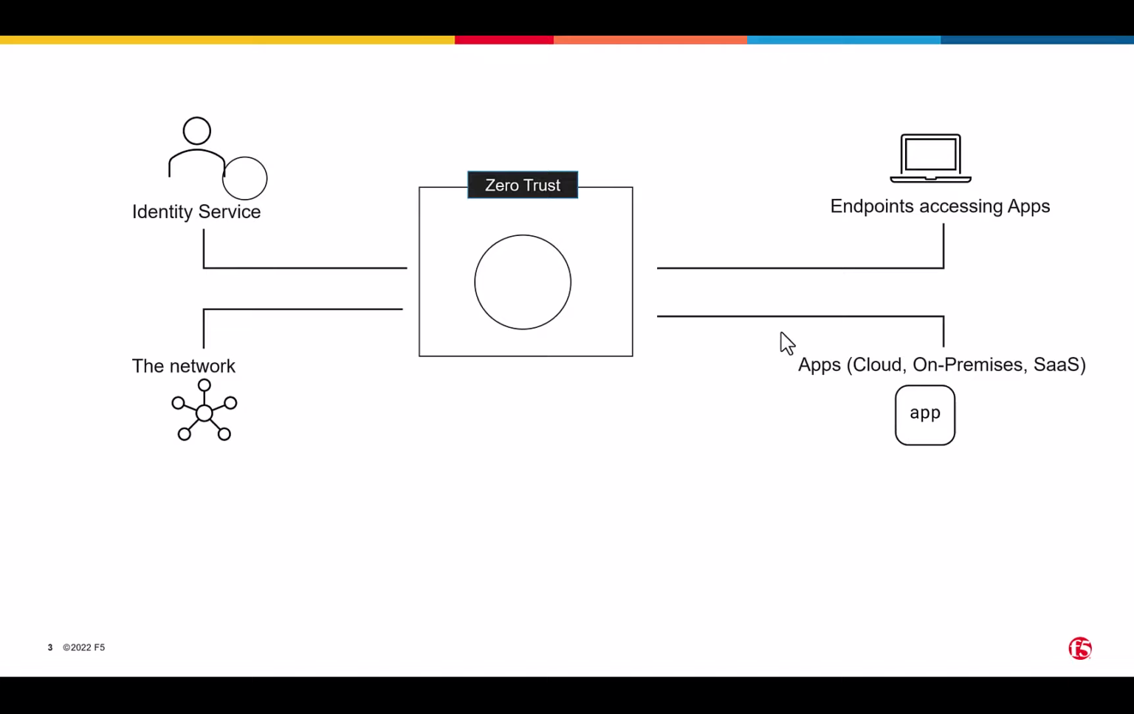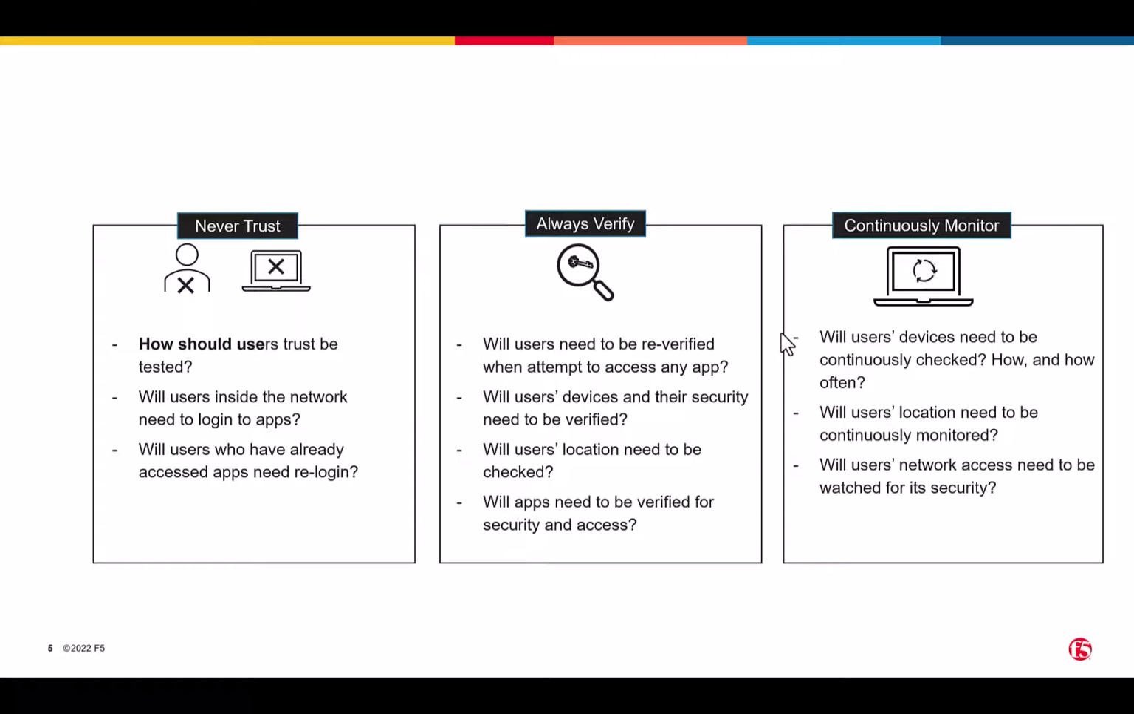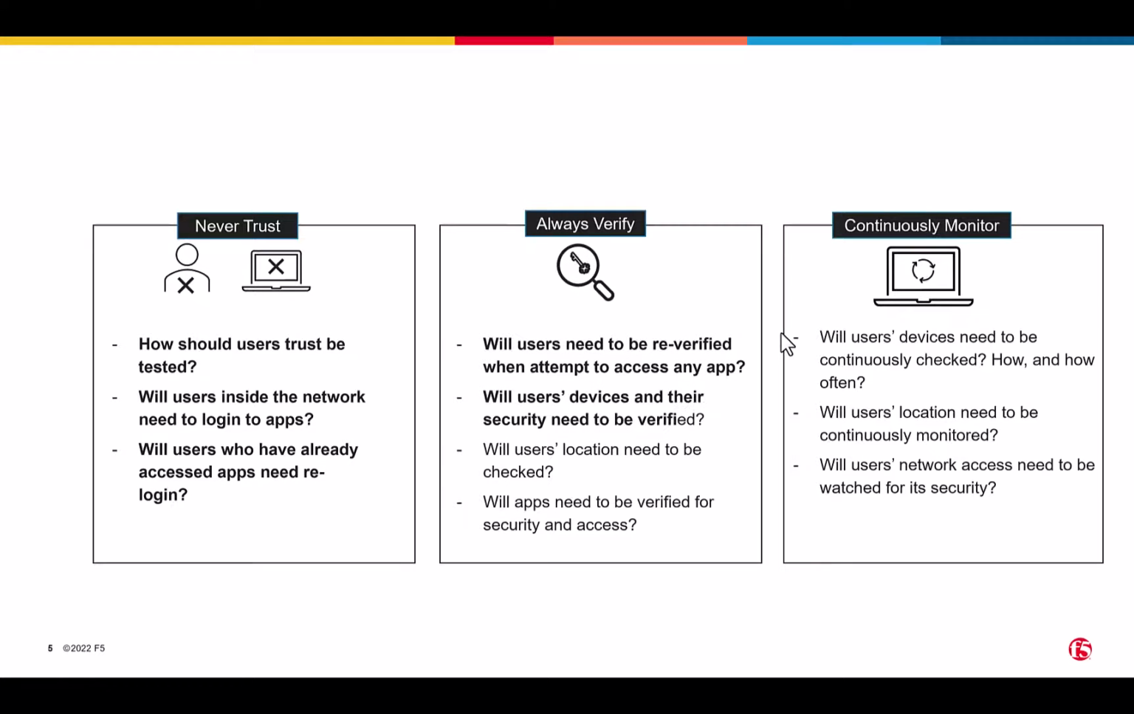Zero Trust Control Points. Those are the main areas we need to secure to achieve the Zero Trust strategy. We start with the identity service, the network, the endpoints accessing the applications, and the applications themselves. We have three main principles for Zero Trust: never trust, always verify, continuously monitor.